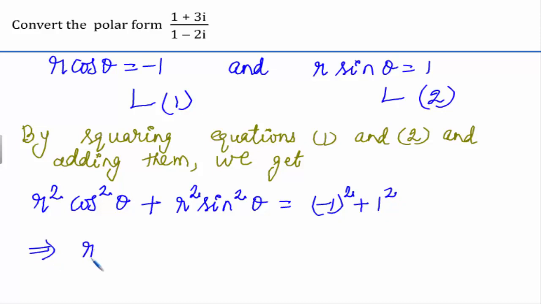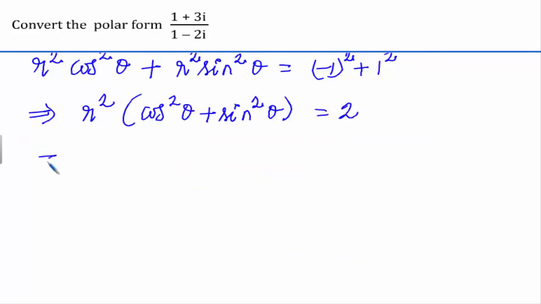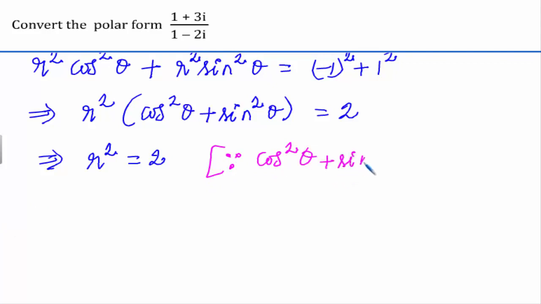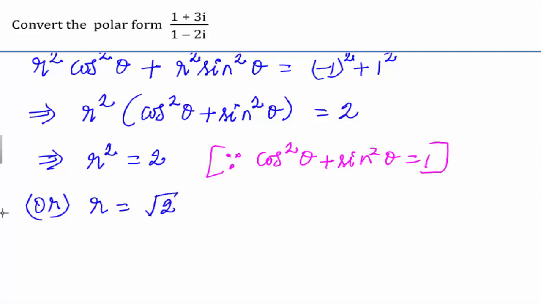This implies r square multiplied by cos square theta plus sin square theta is equal to 2. This implies r square is equal to 2, since the value of cos square theta plus sin square theta is equal to 1. The value of r will be equal to square root of 2. The value of r is always positive since r is the modulus of the given complex number.